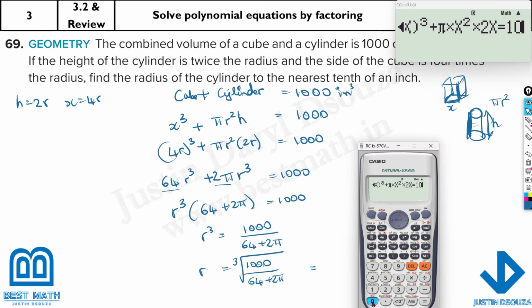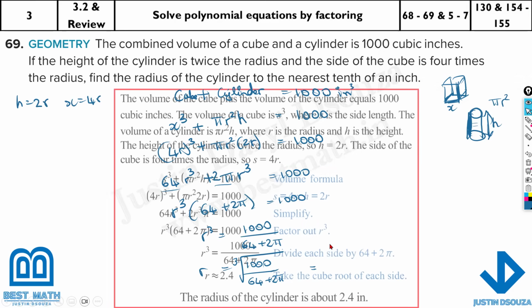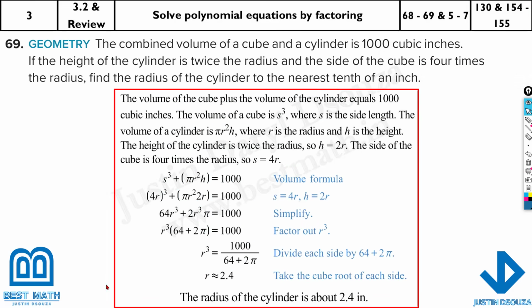That is equal to what exactly? It is equal to 1000. Shift and solve and then press equal to. You can see it's 2.4. So whichever method you do, you can just check your answer from that. So here the answer is 2.4 and that will be the final answer.